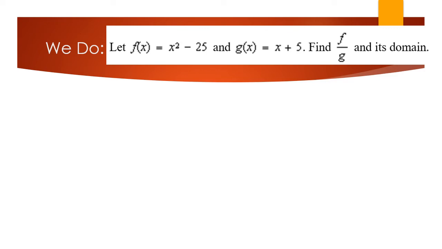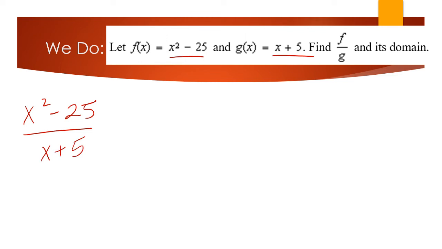So together, we're going to set up. So we have f divided by g. Here's our f, here's our g. So we have x squared minus 25 divided by x plus 5.